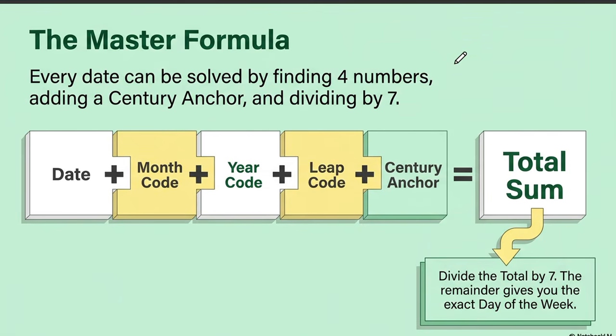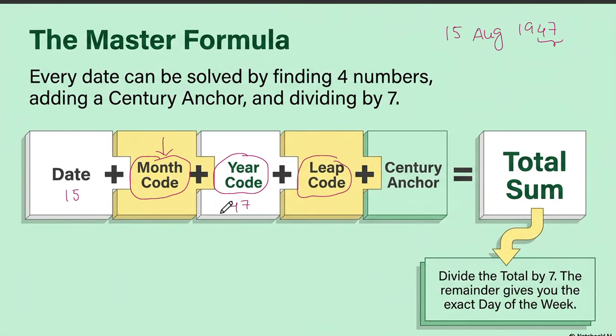For example, you have to find out the day of, let's say, 15 August 1947. What are the steps you have to follow? You have to write down the date first of all. In this example it is 15, and then the month code, which I will tell you about. Then the year code. Year code means whatever year it is, you consider the last two digits. In this case, 47. And then the leap code.